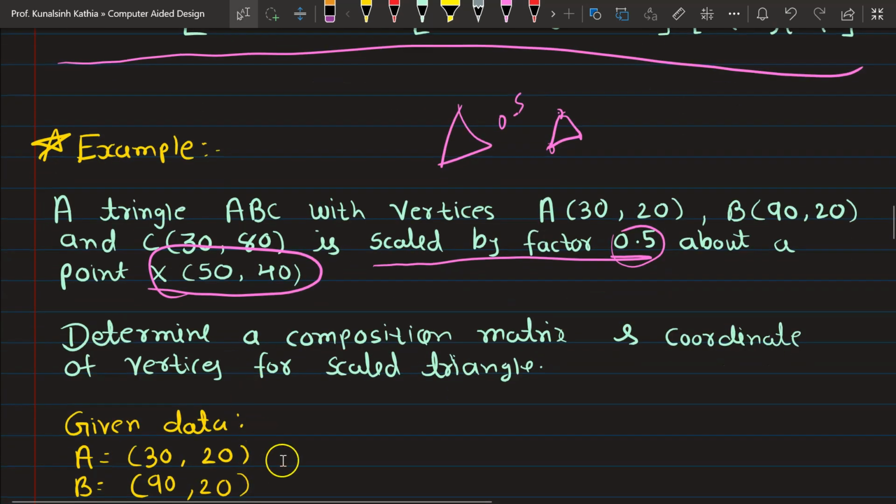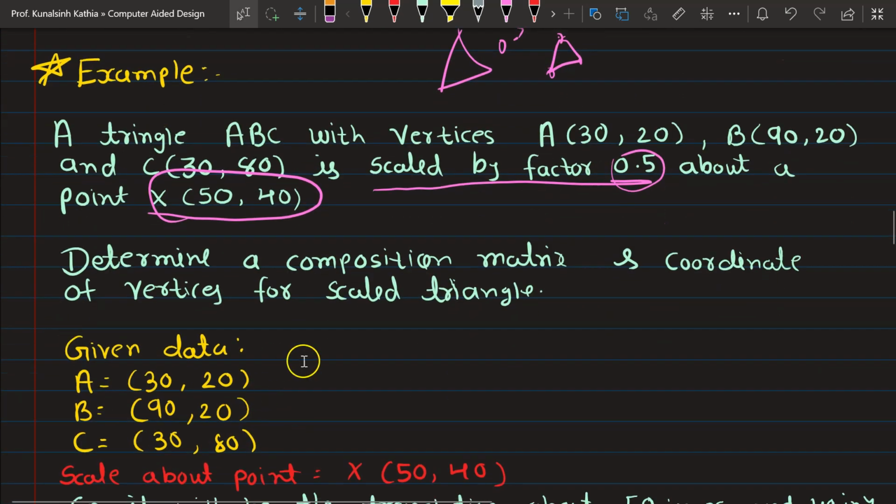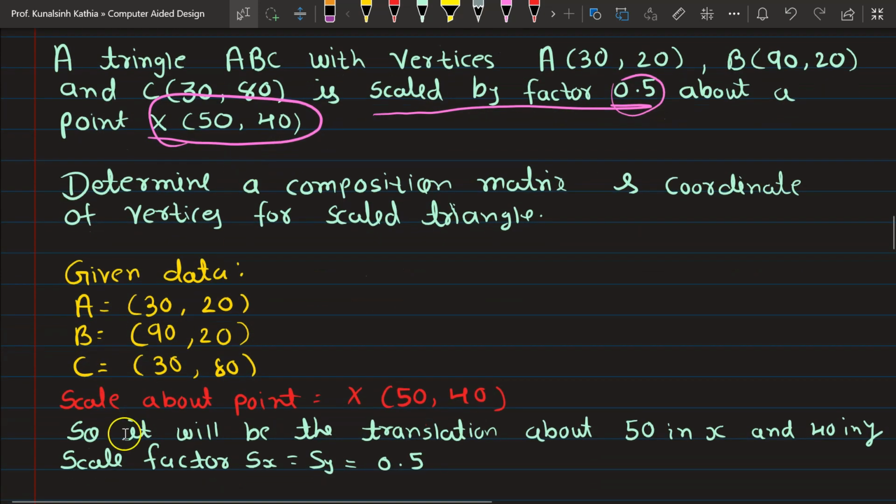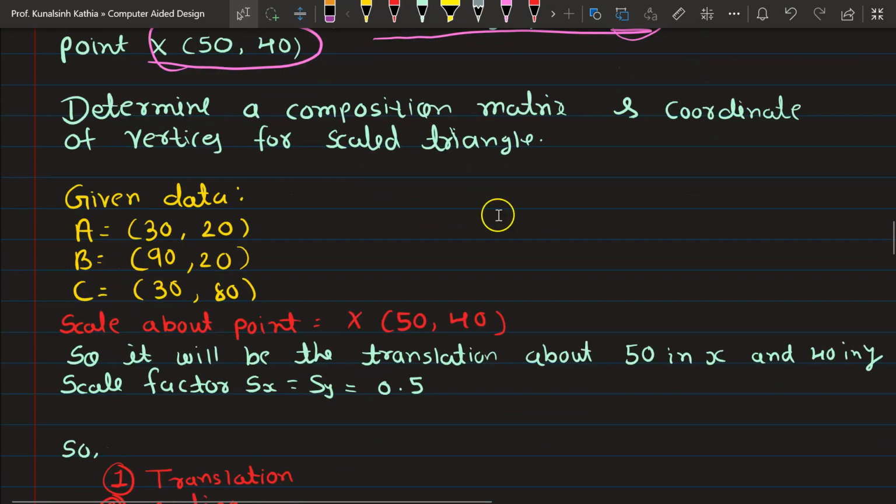So first, let's see what we'll do with the given data. The given data is A, B and C, where A is (30, 20), B is (90, 20) and C is (30, 80), which is given here. Now scale about the point (50, 40). So about that point I have to do a scaling, and how much scaling needs to be done? 0.5. So let's start that.